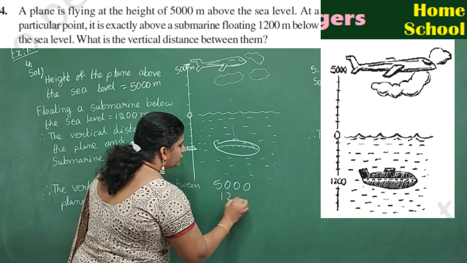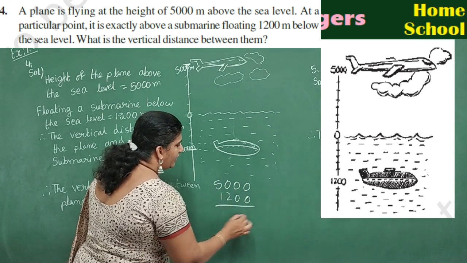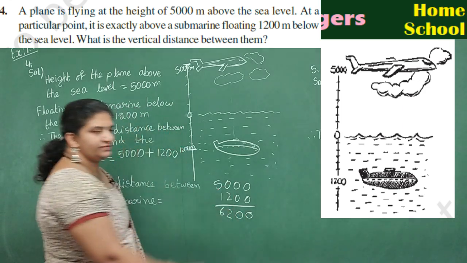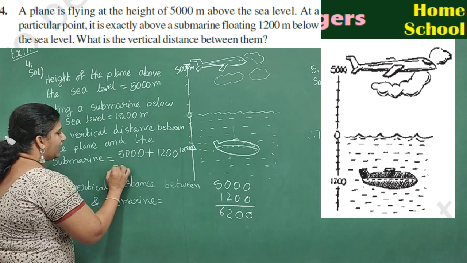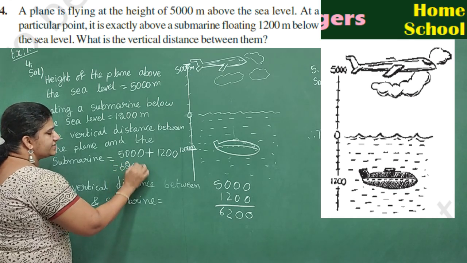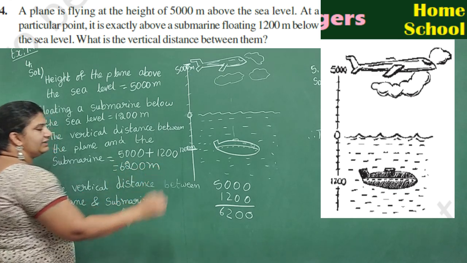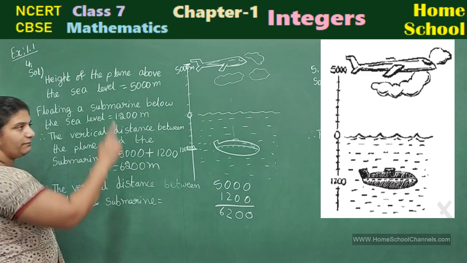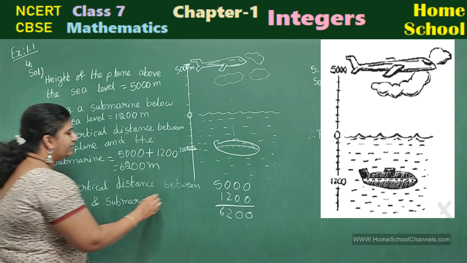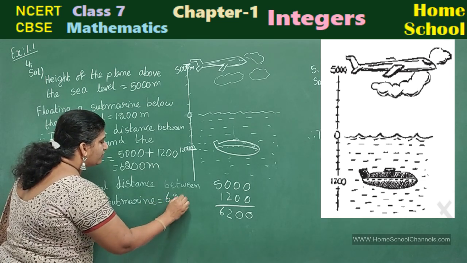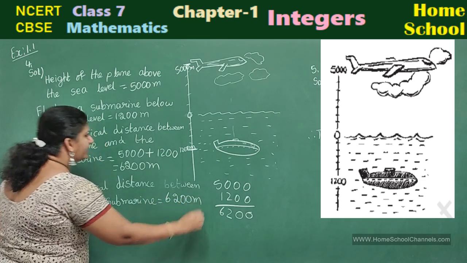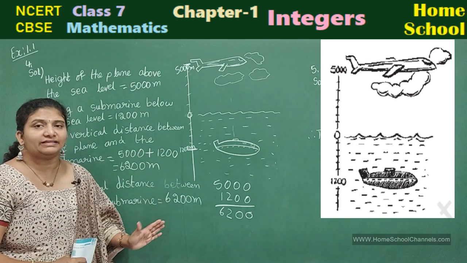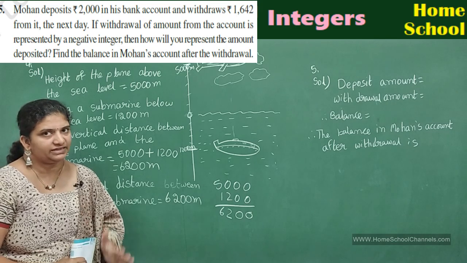5,000, 1200. Okay, add this. Therefore, your answer is 6,200 meters. Therefore, the vertical distance between plane and submarine is equal to 6,200 meters. Verbal problems, we need to write like this, verbal statements are compulsory.